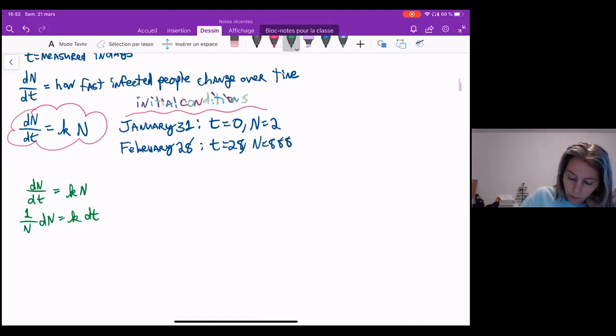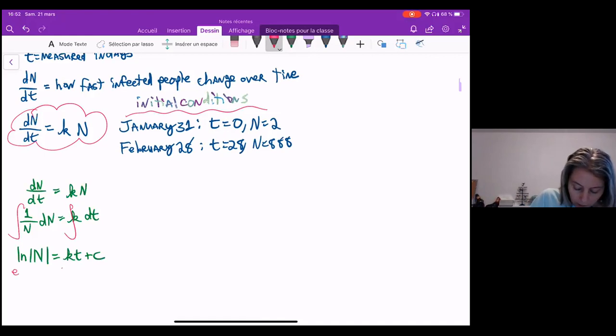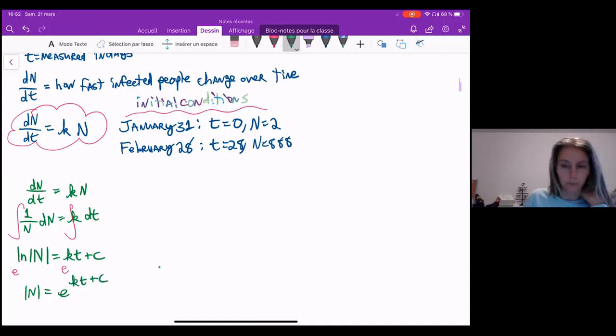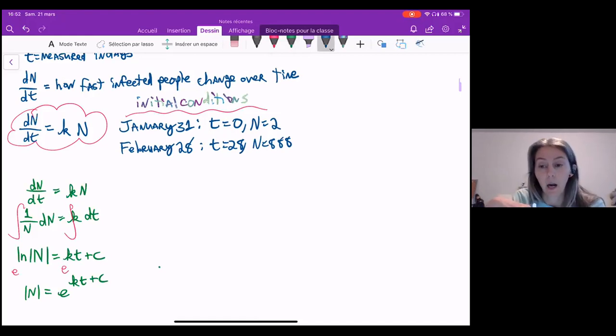All right, so now we integrate both sides to get natural log of the absolute value of N is equal to kt plus a constant. And we know to solve for N, we'll have e to the power of both sides. That gives me the absolute value of N is equal to e to the kt plus C. Now, we did divide by N in the beginning there.